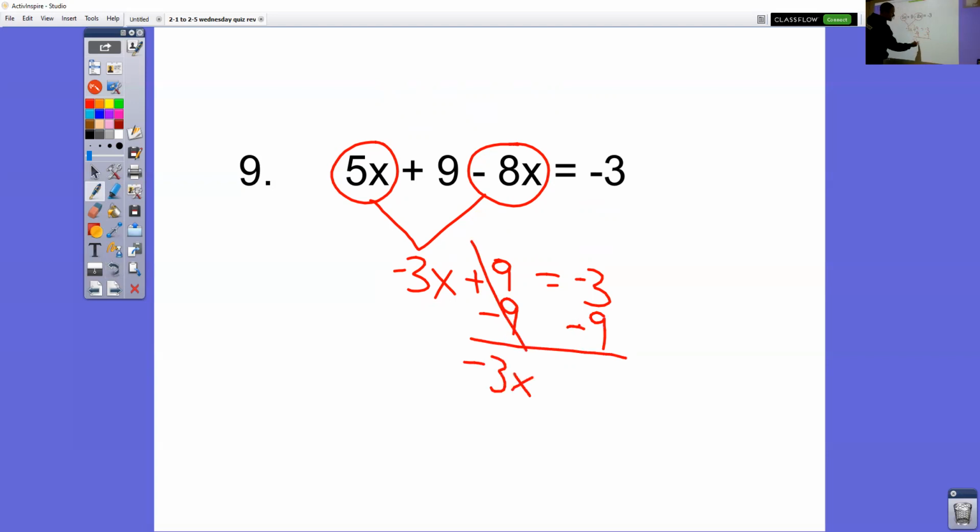Bring down your -3x, bring down your equal sign. -3 minus 9 is -12. Divide by -3, divide by -3. Always do top divided by bottom. -12 divided by -3 is a +4.